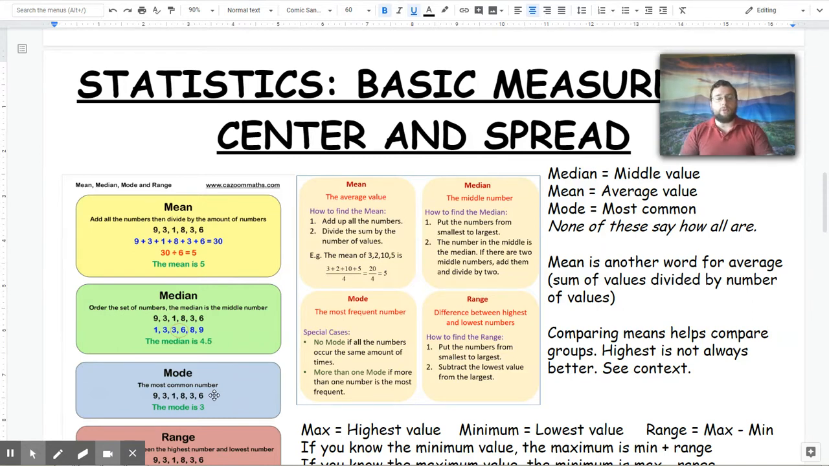But it's also possible not to have a mode. So let's say, for example, you didn't have one of the 3s. Then there are no numbers that repeat, and therefore there is no mode.